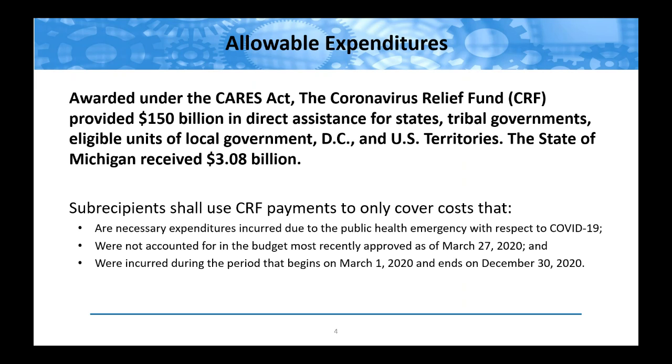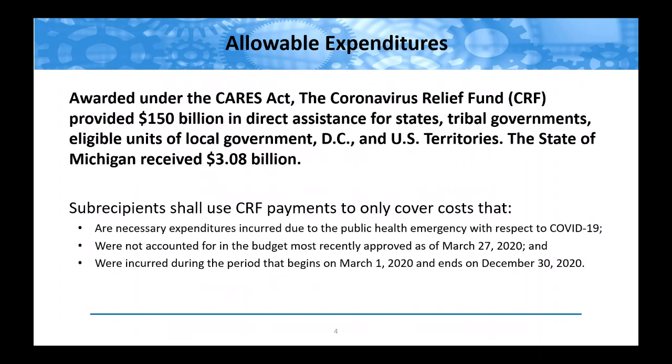So a little background on CRF: all of you have certainly gotten grant documentation that includes this information, but the CRF, or the Coronavirus Relief Funds, were issued as part of the CARES Act that was signed into law back on March 27th of 2020. It afforded $150 billion in direct assistance to states and local governments. Of that, Michigan as a state received $3.08 billion directly, which we have then allocated pieces out through various programs and initiatives.